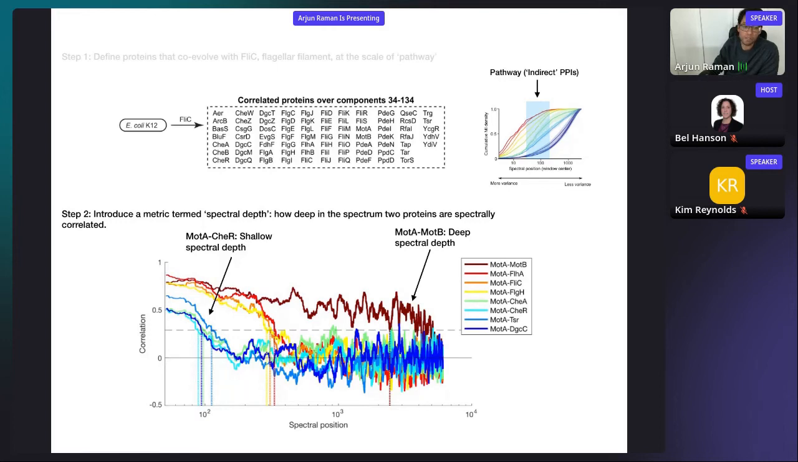If we compare this to MotA and CheR, a chemotaxis-related protein, both of these proteins indirectly interact, as evidenced by the KEGG database, to produce the collective function of directed motility, but they don't physically interact. And what we can see is that the spectral depth of correlation accurately reflects that characterization, where MotA and CheR have a shallow spectral depth.